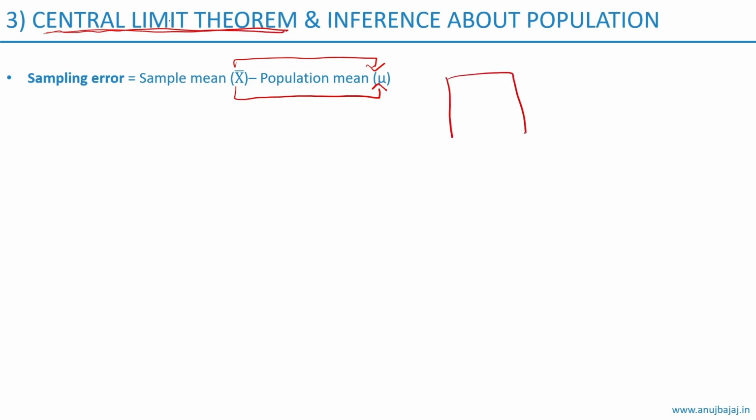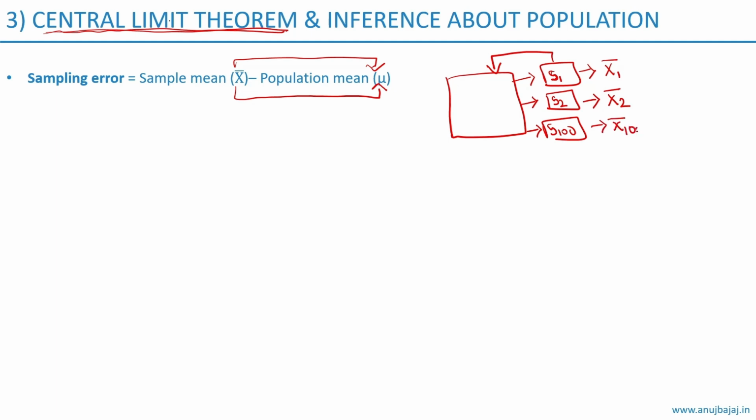Suppose we have a population, and from this population we randomly draw a sample. This sample has a sample mean. Let me write this sample as sample 1 and this sample mean as sample mean 1. So I put this sample back into the population, and from the entire population, I draw another sample. Say this is sample 2. So this will have sample mean 2. Similarly, I draw 100 such samples and I will have 100 samples and 100 sample means.